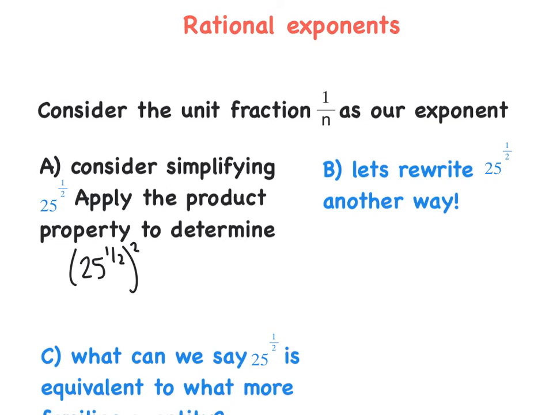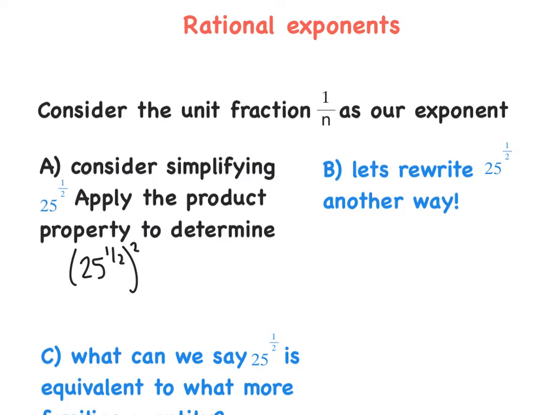All right, so here we go. Rational exponents. It says consider the unit fraction 1 over n as our exponent. And that makes sense because we said rational has to have a ratio, some sort of fraction. So we're going to say let's pretend it's 1 over n. Part A, consider simplifying 25 to the 1/2. Apply the product property to determine 25 to the 1/2 squared.